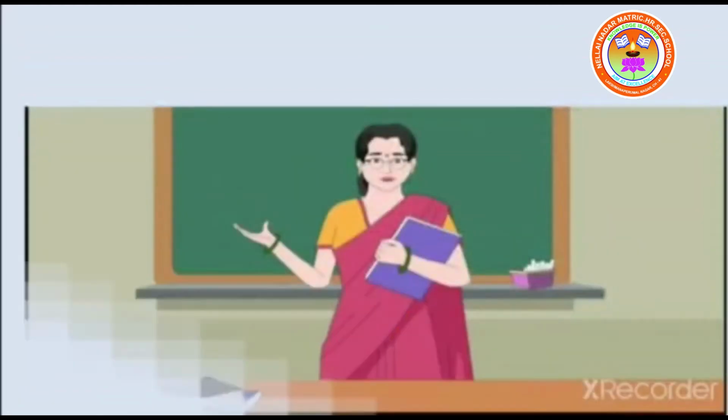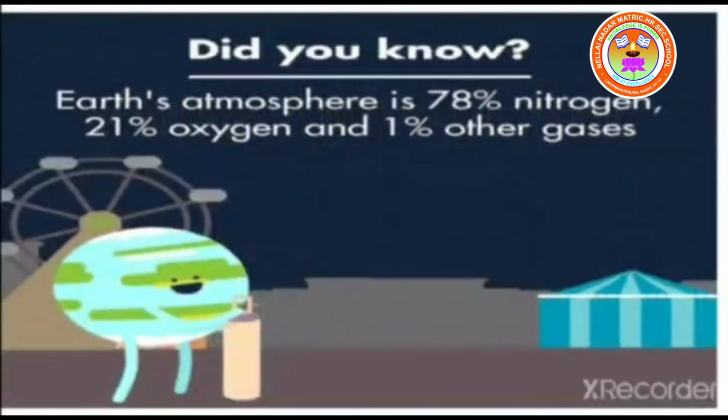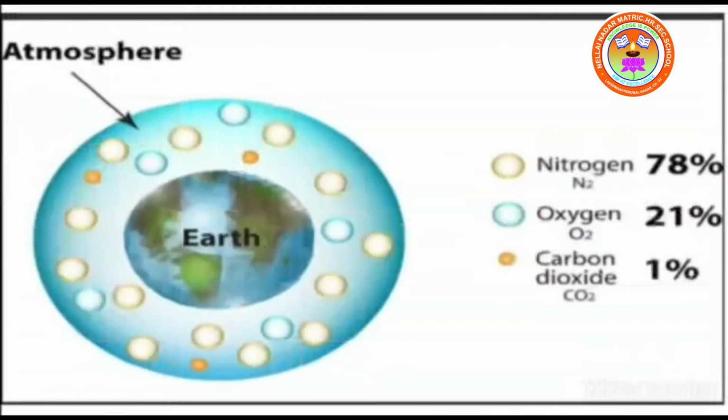Now let us learn about nitrogen. Nitrogen makes up most of the atmosphere. Did you know, 78% of the gas is nitrogen, 21% is oxygen and 1% is carbon dioxide. Nitrogen makes up 78% of Earth's atmosphere.